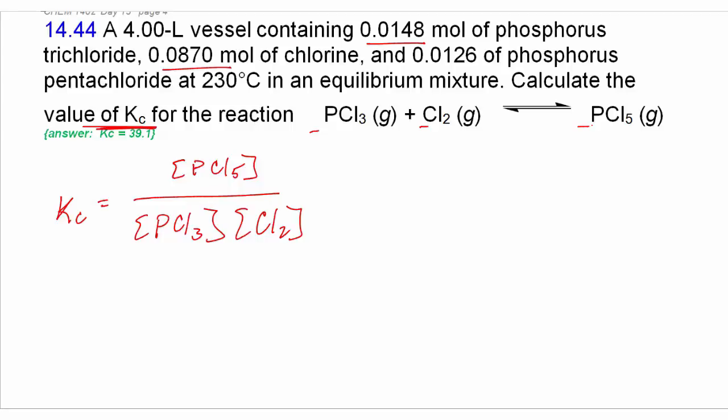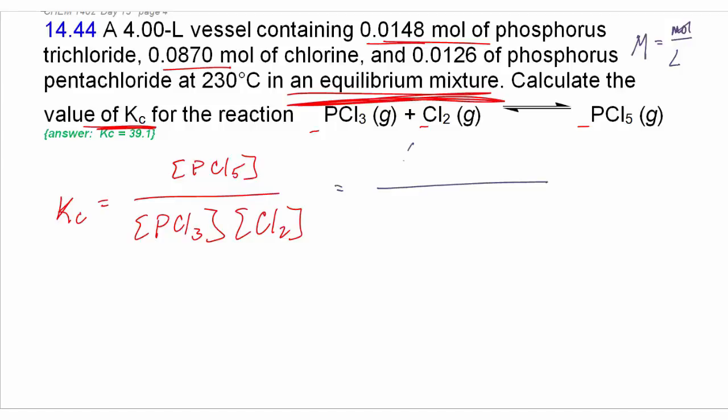Do we know these equilibrium concentrations? Well, it contains these moles of things in an equilibrium mixture. So that means these moles are the equilibrium moles. We don't need to make an ICE table because they told us the answers. They're just in the wrong units. We need concentration, not moles. Do you remember how to get concentration? Remember concentration? Big M, moles over liters. So divide the moles by the liters for each one, and we'll have our concentrations.